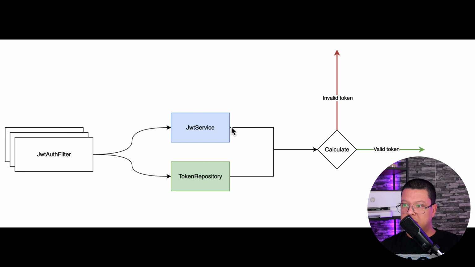So once we get the result of these two, then we will pass them to the calculation, and based off the result, so here it's a Boolean result from here and a Boolean result from here, it will be result one and result two. If true, so it's a valid token, so we can continue and move on within the filter chain. Otherwise, we have an invalid token, and we need to send an unauthorized or 403 back to the user.